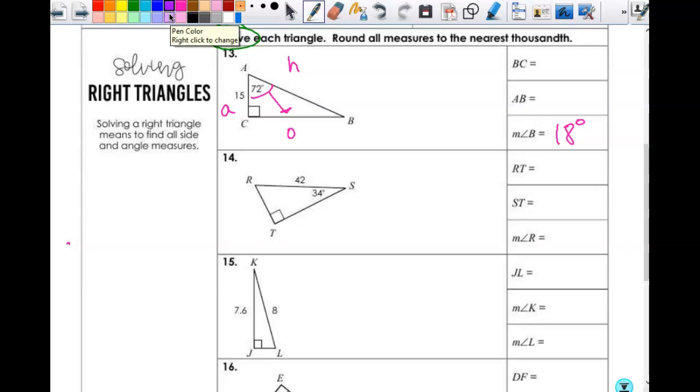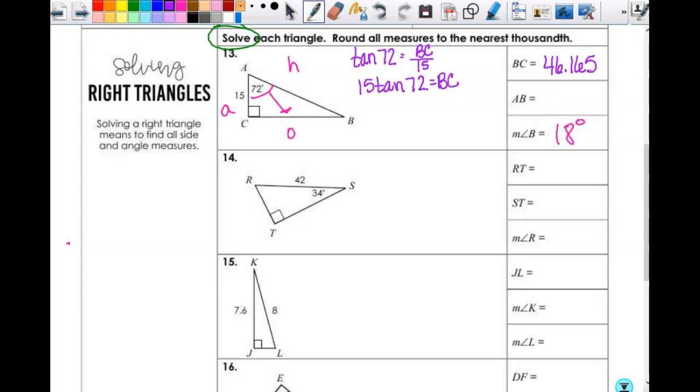So if I'm going to have to use adjacent, do opposite. So we'll do tangent of 72 equals the opposite, which is the length of BC, over the adjacent, which is 15. Which means 15 times the tangent of 72 is equal to the length of BC. And that's what I got. Do we agree with that?